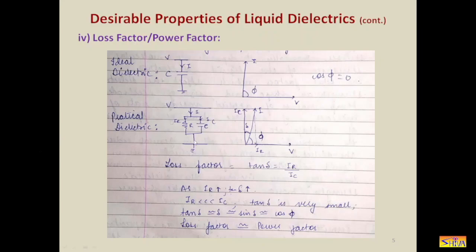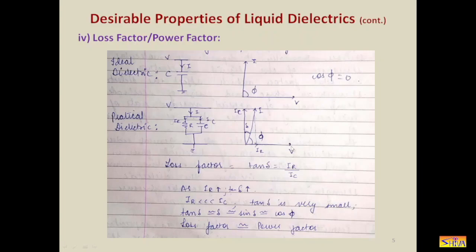It shows the applied voltage, earth point, and practical insulation, represented by a capacitor and resistor. So the current flowing is divided into two branches: the resistive branch, with current IR, and the capacitive branch, with current IC. Now let us draw the phasor diagram.